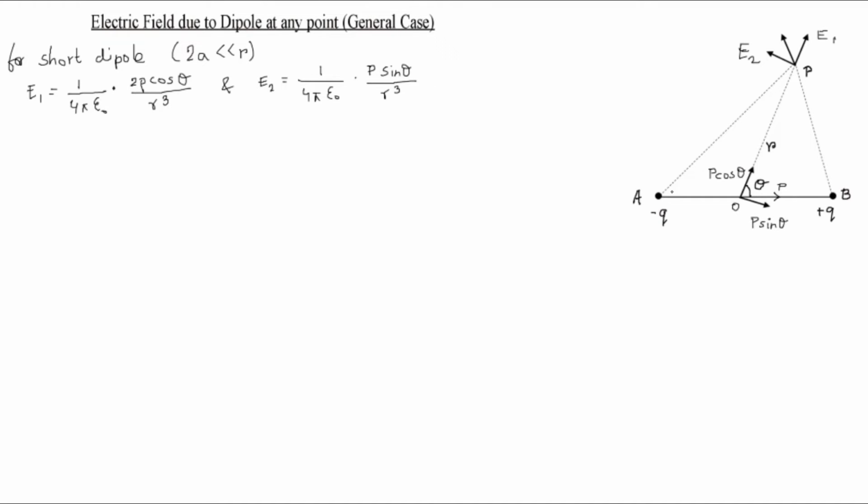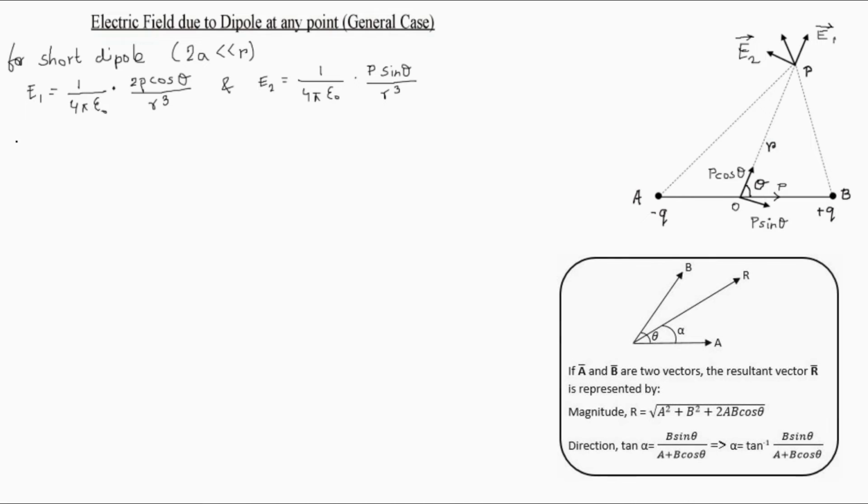Again, we need to note that the angle between this vector E1 and this vector E2 is 90 degrees, because here the cos component and the sine component are obviously at an angle of 90 degrees. So now we will calculate the resultant electric field at the point P.